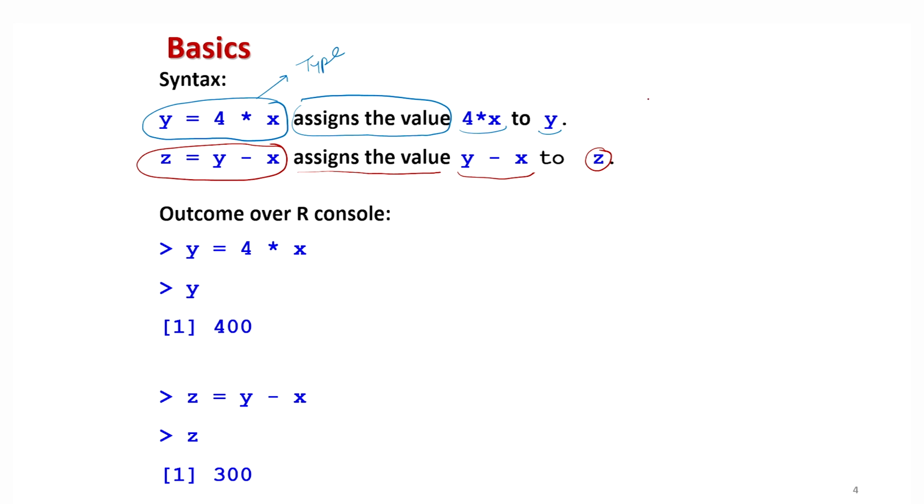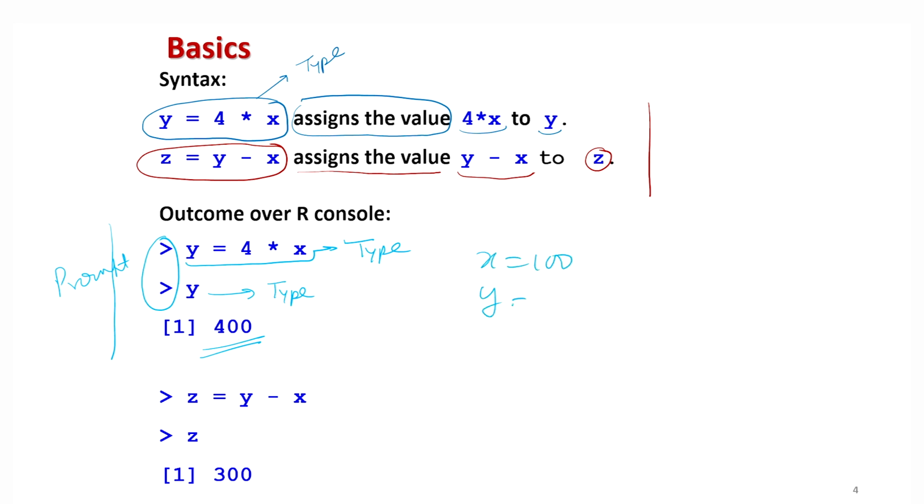Once I have written this, I want you to follow it in the R software. When I write this, the symbols indicate the prompt sign in R, and then you have to type the command. After that you type y, and the outcome is going to be 400, since x is equal to 100 and y is equal to 4x, which is 400.